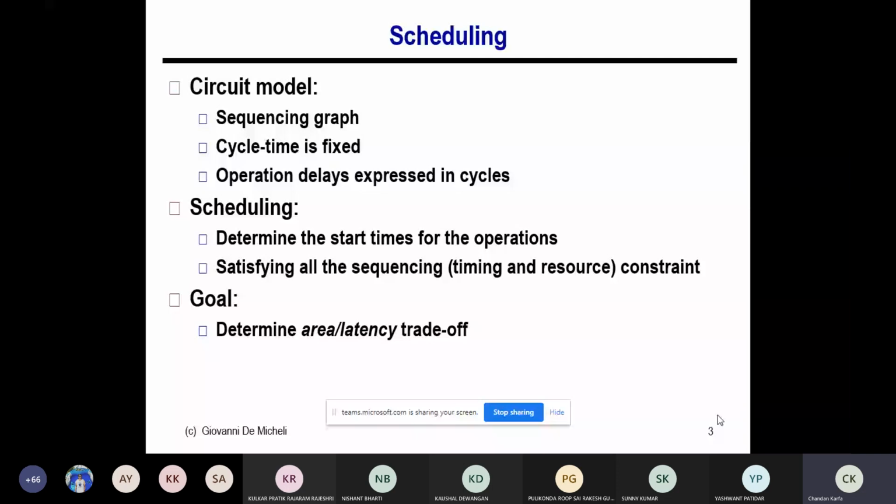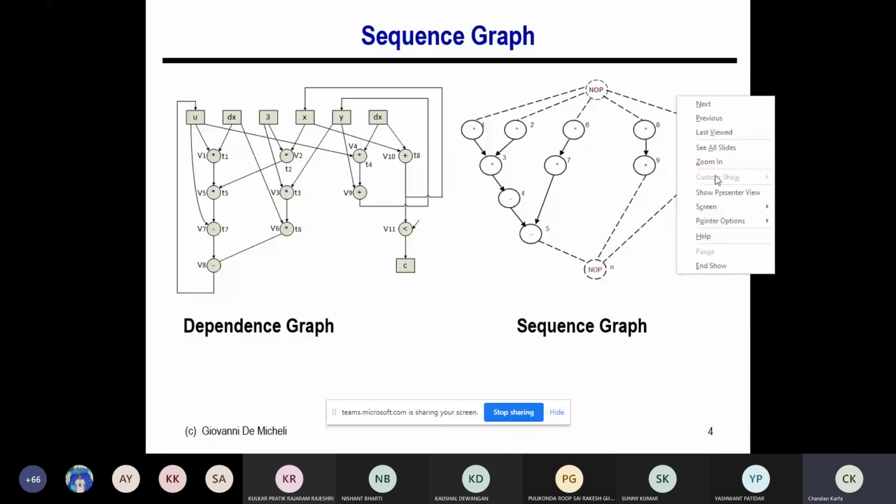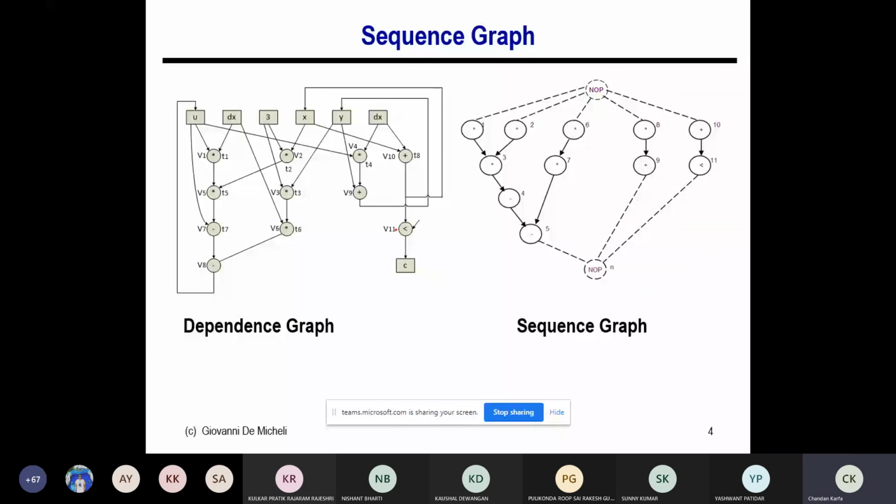So if you remember, in the example that we have considered in the previous classes, we take that data flow graph. So this is the dependence graph that we obtain. I hope you remember. So it means that this operation depends on these two operations. So basically this has to be done, then this can be done, right? So this is the data flow graph.